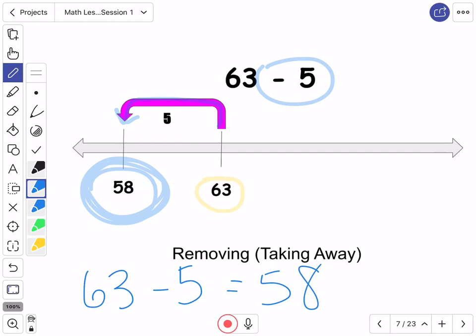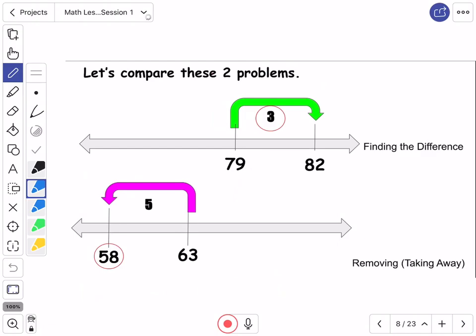All right, so that was the second problem on our problem string. Let's go ahead and take a look at the next one here. We're going to compare these two problems now. The first one is finding the difference, and I feel like I kind of already did this for you, but for finding the difference, you can already tell that these two numbers right here are fairly close together.